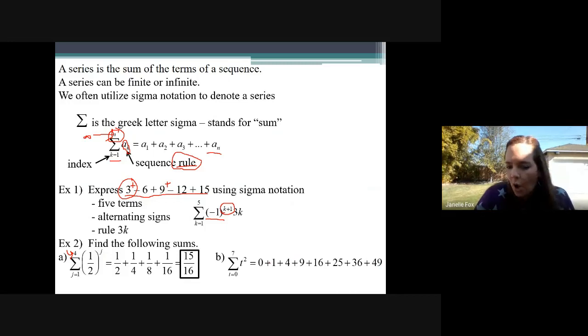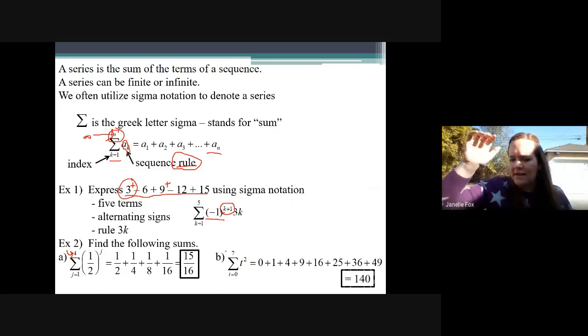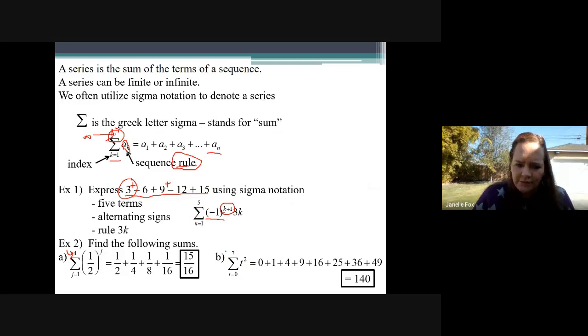And you'll notice all of these have plus signs in them because we're going to add them up because we're doing a series. And I plugged in all the terms. There's 8 terms. 1, 2, 3, 4, 5, 6, 7, 8, because I was going from 0 to 7. I add all of this up in my calculator. And the answer is 140. Quite lovely and very simple.